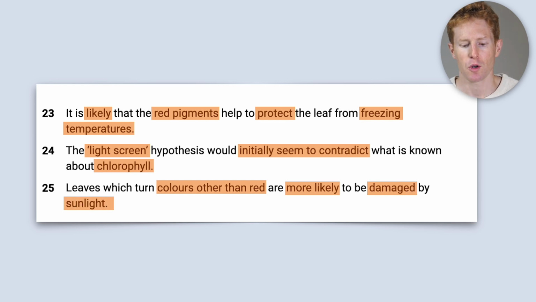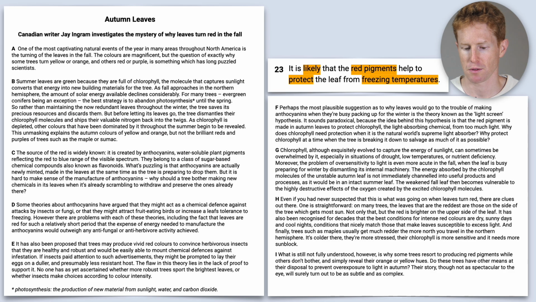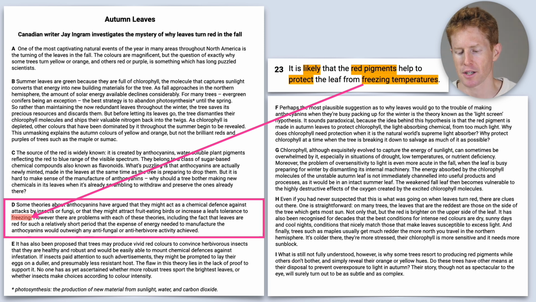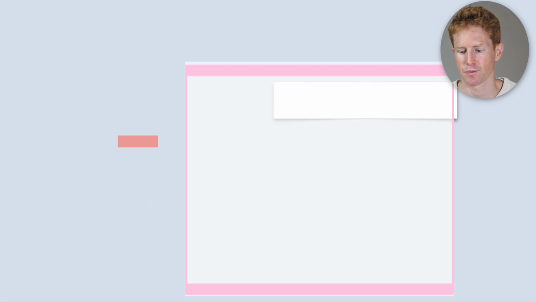Okay, so now we're going to go through these questions and find the answer one by one. Let's start with number 23. It is likely that the red pigments help to protect the leaf from freezing temperatures. So we want to scan the text and find where the answer could be. Now I scan through and I find this, freezing. So we're talking about freezing temperatures in paragraph D. Let's read this section in more detail.